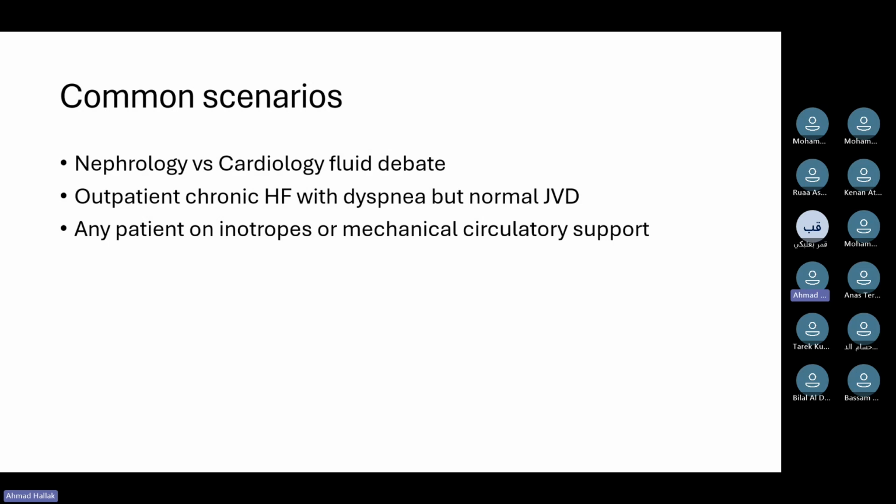And like I said previously, any patient that's on inotropes or mechanical circulatory support needs to have a PA catheter. And that's the end of the talk.